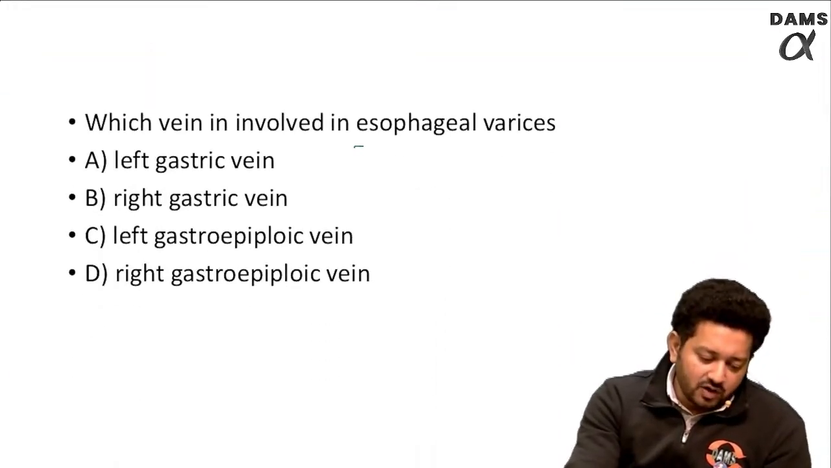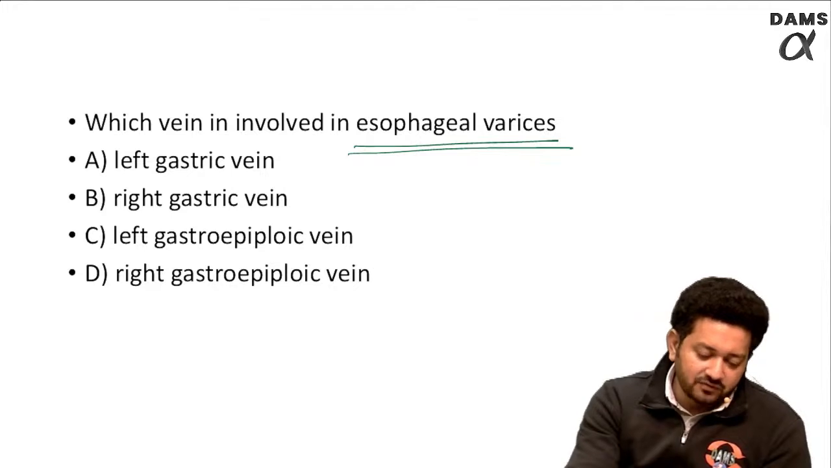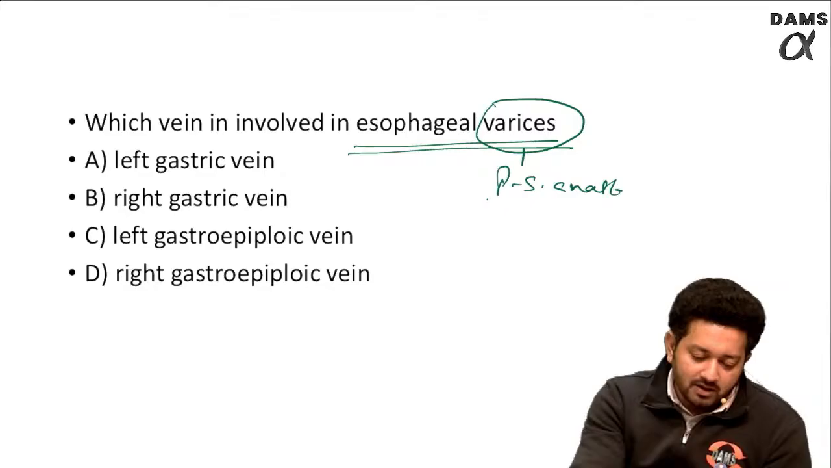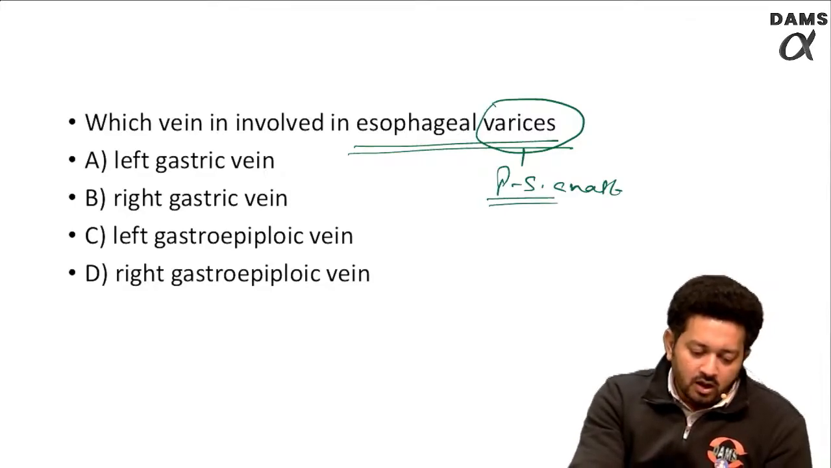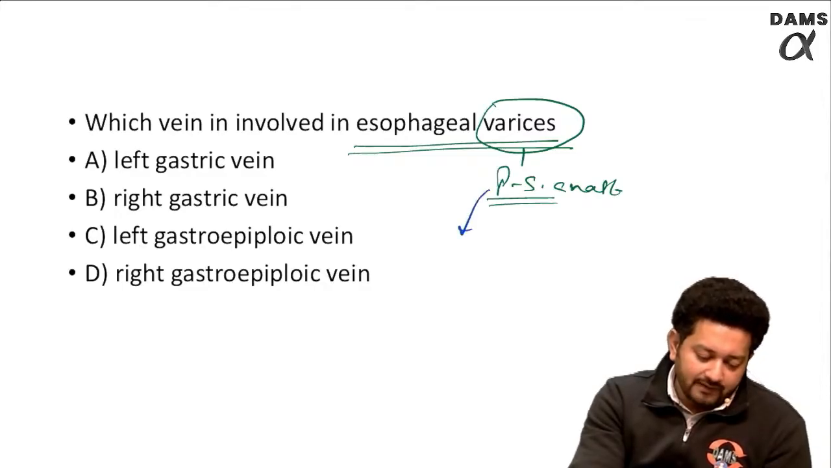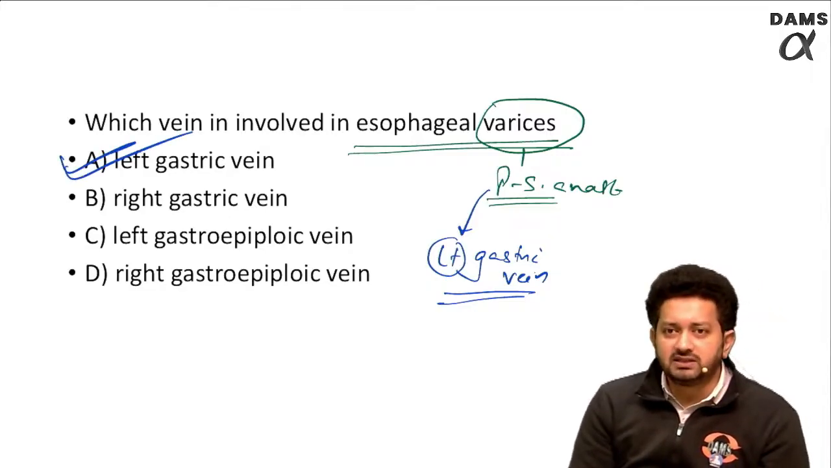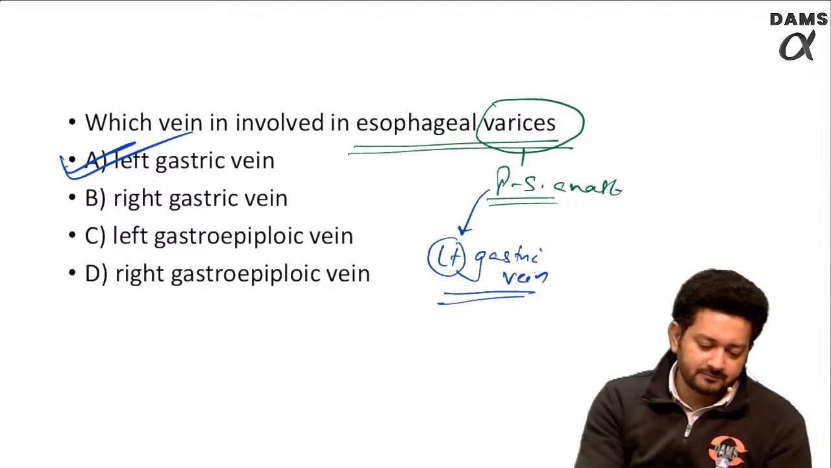Which vein is involved in the esophageal varices? See, esophageal varices are the area where there is a junction of the portosystemic anastomosis. Portosystemic anastomosis. Okay, so here the portal component of the vein is the left gastric vein. So left gastric vein is the answer.